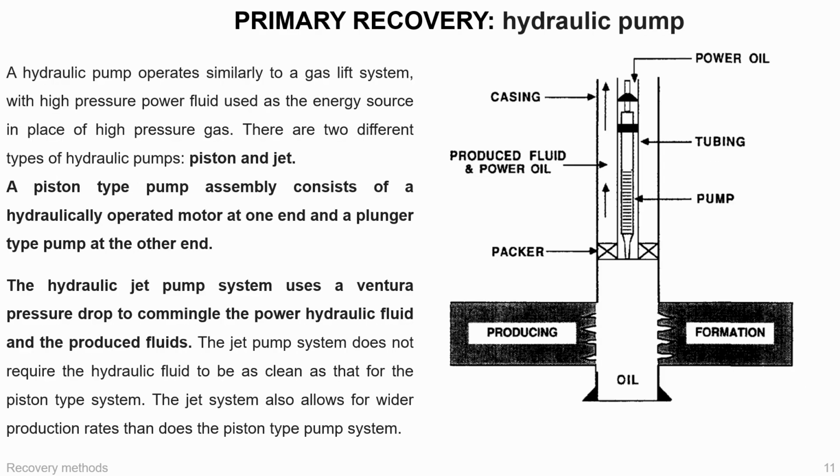A hydraulic pump system uses high-pressure power fluid instead of gas to lift produced fluids. There are two main types, piston pumps and jet pumps. In piston systems, the power fluid drives a downhole motor connected to a positive displacement pump. In jet pumps, a Venturi effect is used to mix the power fluid and produced fluids.